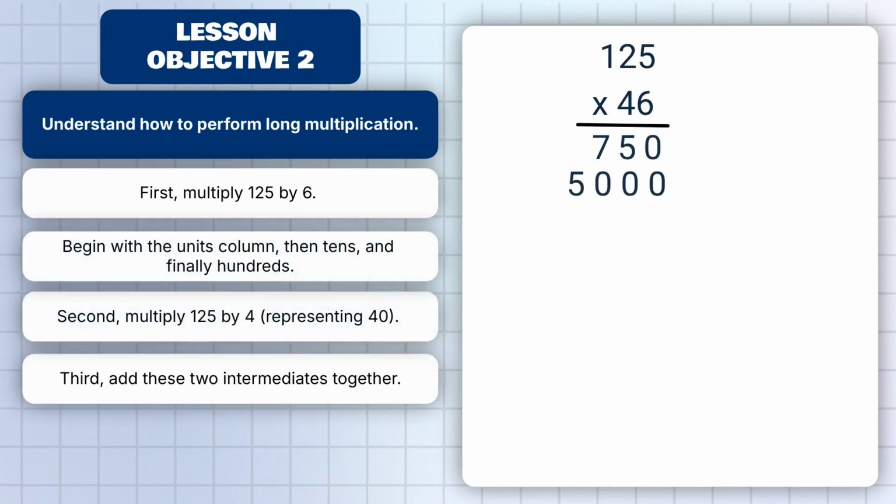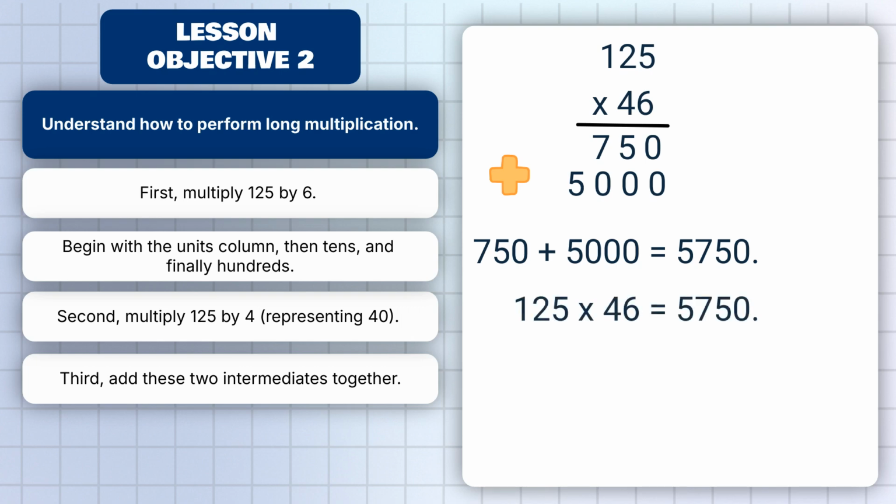Step 3 is to add these two intermediate results together. 750 plus 5,000 is equal to 5,750. So 125 multiplied by 46 is equal to 5,750.